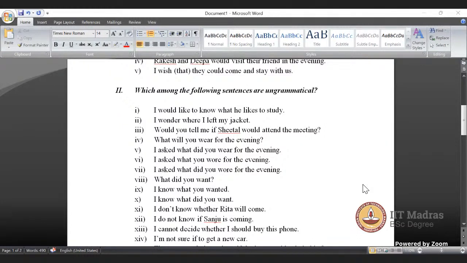You can write what did you wear for the evening only if it is a direct question, which means you have to put it in inverted commas. If you are reporting it, if your question is an indirect one, then I asked what did you wear for the evening is wrong. The correct answer would be I asked what you wore for the evening. Get this difference? All right, keep that in mind. Please make sure that you don't commit this. These are simple things, but grammaticality has to be maintained in all of that.